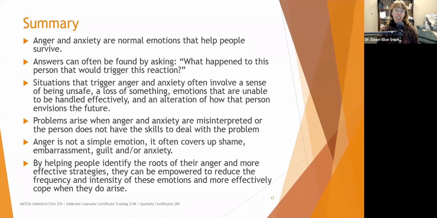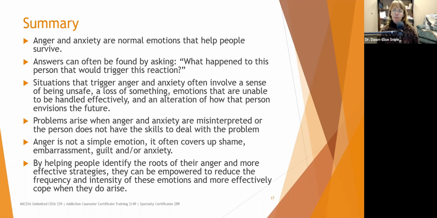Situations that trigger anger and anxiety often involve a sense of being unsafe, a loss of something, emotions that are unable to be handled effectively, or an alteration of how that person envisions the future. Problems arise when anger and anxiety are misinterpreted, or we don't have the skills to deal with the problem. Something happens and we're like, when the fence fell down, I don't have the skills to put a fence back up. Thankfully, my husband was home that week and was able to help us get the fence back up and teach me what I needed to know, so I could repair it henceforth and forevermore.